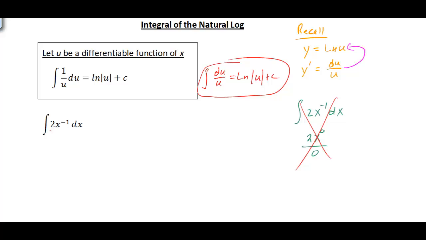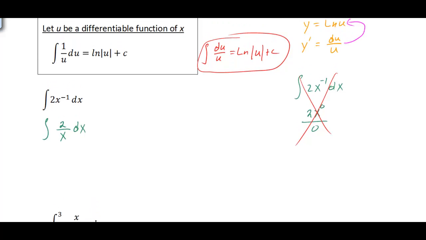So if we have the integral of 2x to the negative 1 dx, then we can think of rewriting this as 2 over x to the first dx. And again, this 2 is just a constant multiplier, so we can take this 2 and pull it out front. So it'd be 2 times the integral of 1 over x dx. Okay, or we could actually write this as 2 times the integral of dx over x. Okay, that's a different way of writing it.